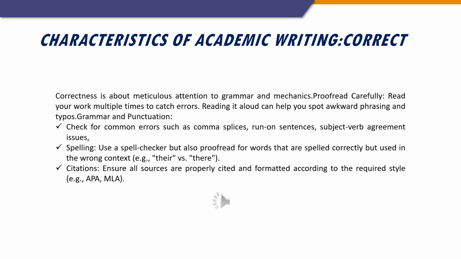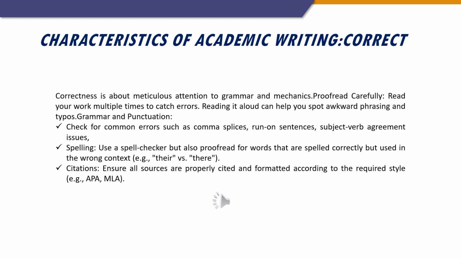So, how can this be achieved? First, you can check for common errors such as run-on sentences, subject-verb agreement, etc. This happens after you finish the first draft of your writing and you start reading it and try to spot all the mistakes so that you can correct them. You can also use a spell checker or proofread your words. You can also use some software that can help you with the proofreading process.